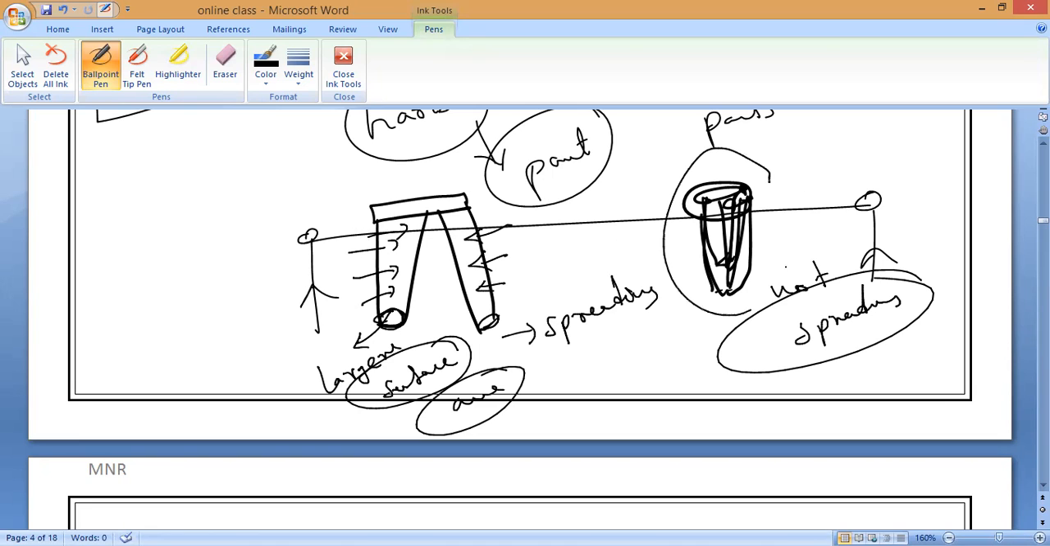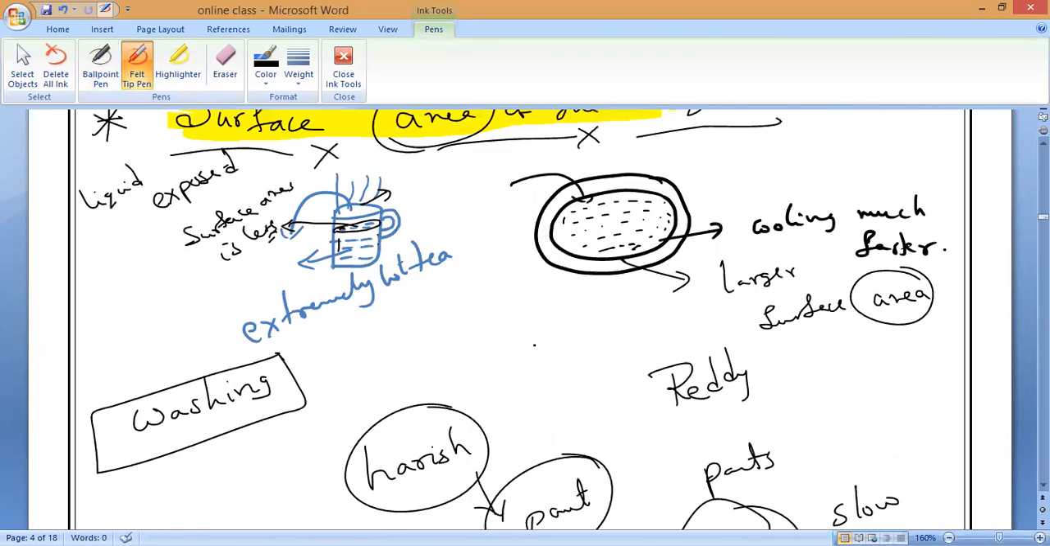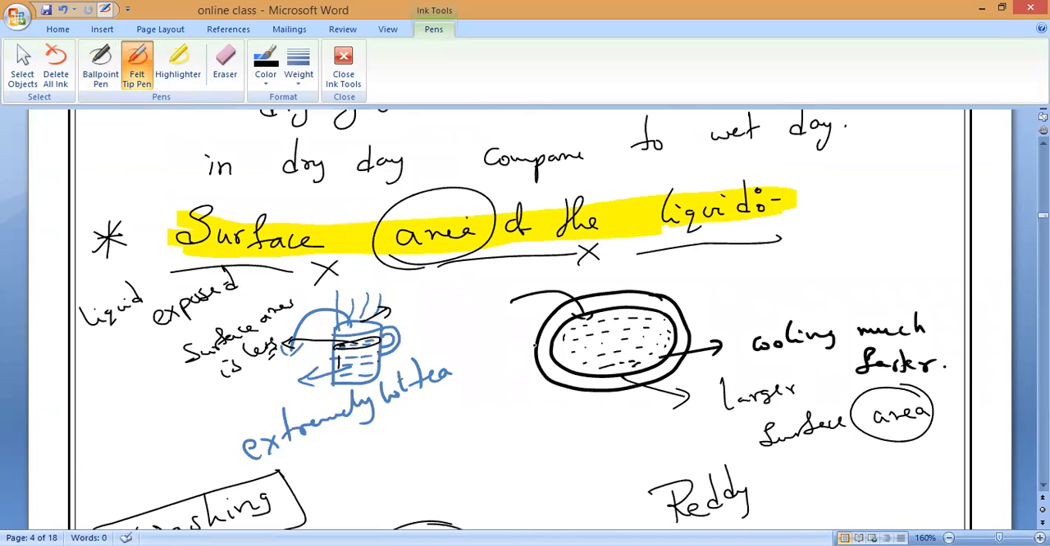Suppose we take Reddy's pant, what is happening? Only less air is contacting, so the rate of evaporation is much slower. But for Hari, the rate of evaporation is much faster because a larger area is in contact with air. Yes or no, guys? So the rate of evaporation is much faster. So we can say that is the second one. What is the second one? Surface area of the liquid.